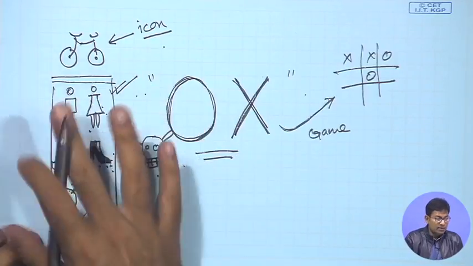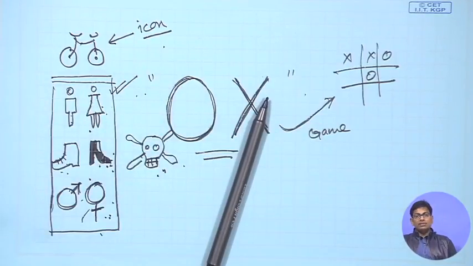So, these are the three main types of signs, and this covers the entire landscape of semiotics, based on which our subsequent discussions will take place.